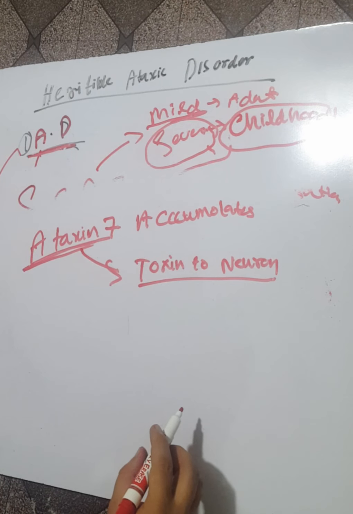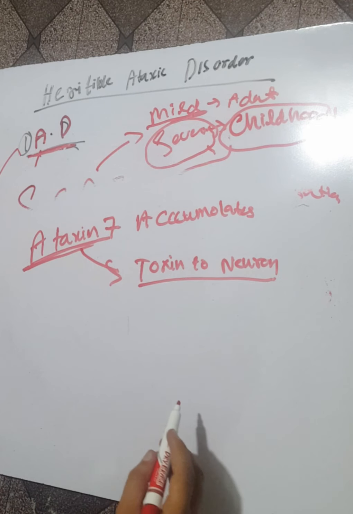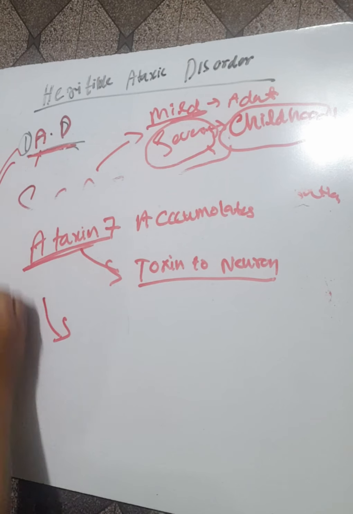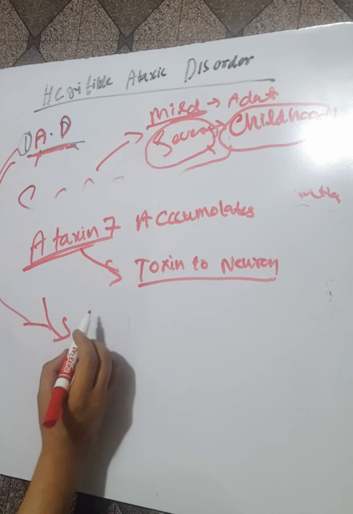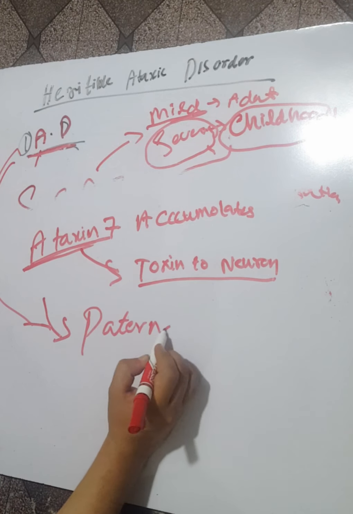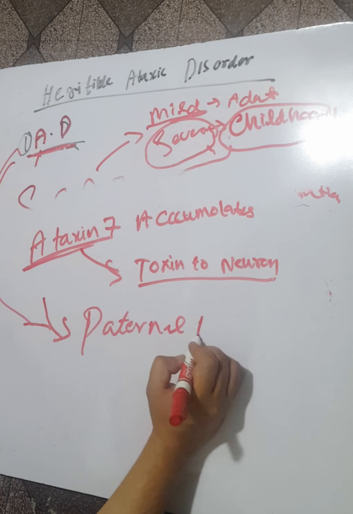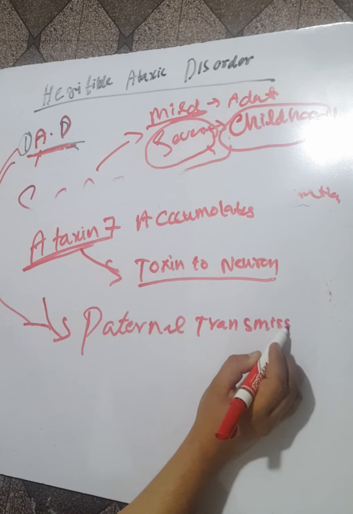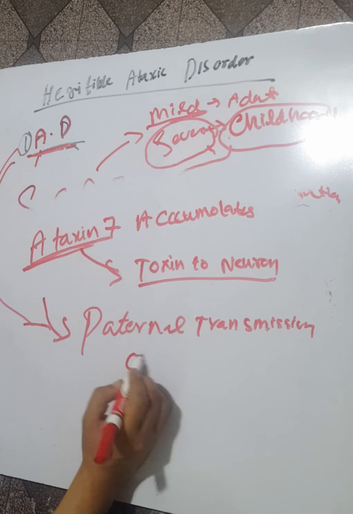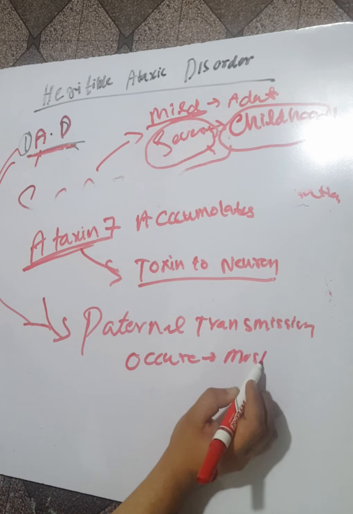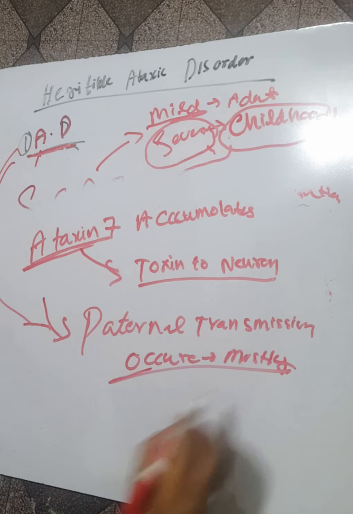Some research suggests that paternal transmission mostly occurs. This is an autosomal dominant disease, but according to some studies, transmission from the father is most common.